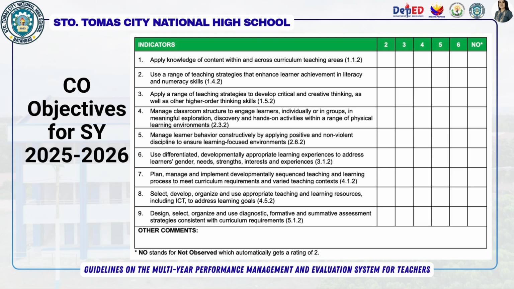For this school year 2025 to 2026, we focus on 9 CO objectives. They cover key areas: content, strategies, critical thinking, classroom management, differentiation, and assessment. Note that NO stands for Not Observed. A valid NO automatically receives a rating of Level 2.